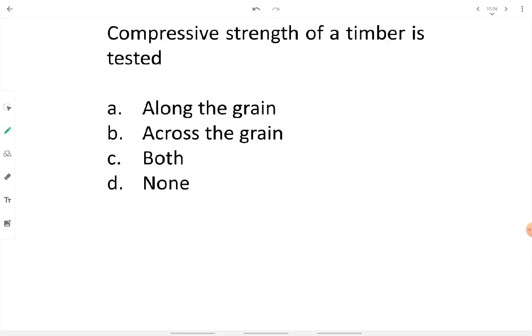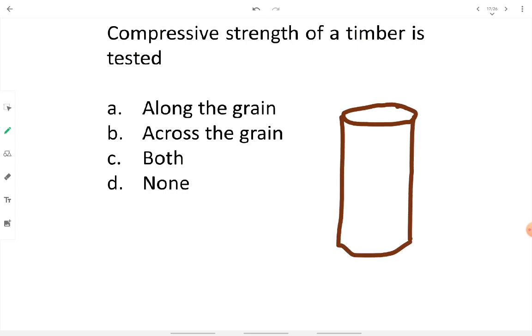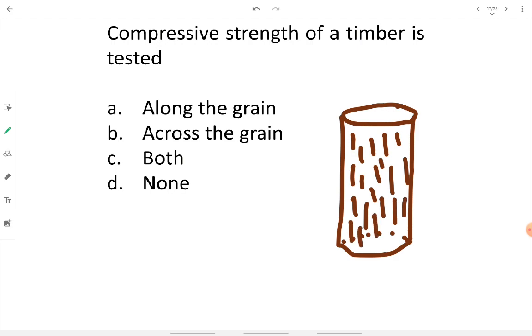Then, compressive strength of a timber is tested along the grain, across the grain, both, or none of the above. Let's see how compressive strength is tested. Let's say this is a log of wood, put vertically, cut and processed properly. When we are talking along the grain, I've just told you that the grain's alignment is always along the vertical growth of the tree. These fibers, these grains, are always directed toward the height or longitudinal direction.